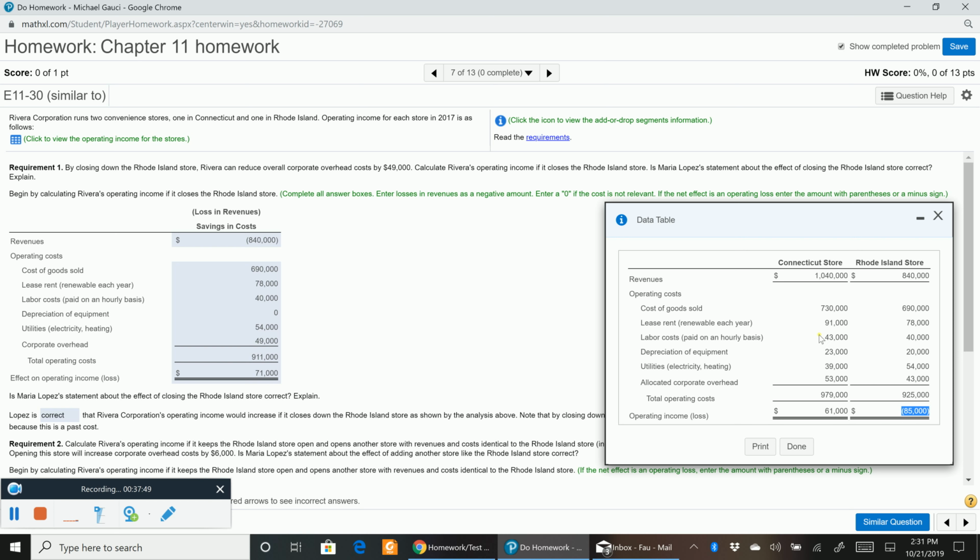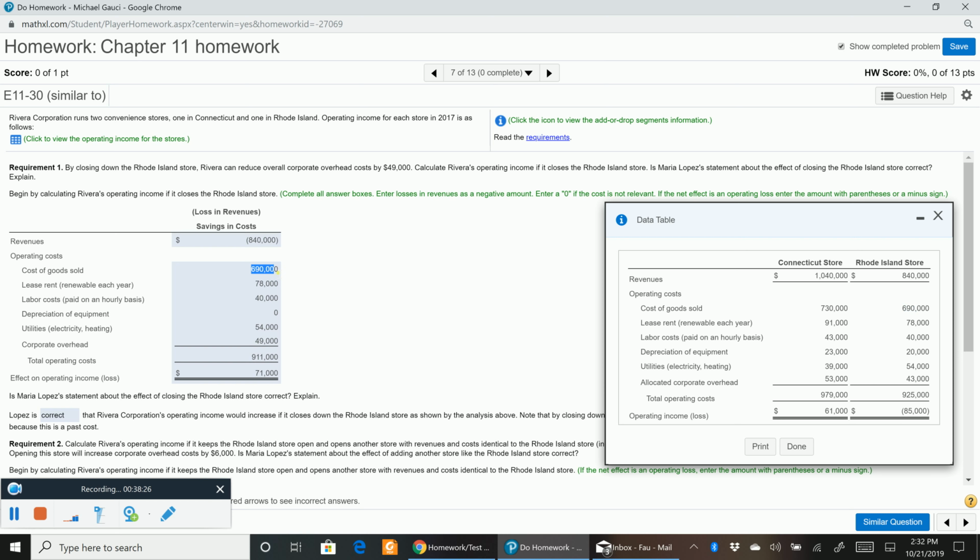You have to think more than just looking at the data, because some of these costs may not be relevant to the decision. Remember, we have to only analyze the relevant revenues and costs. I can't say that enough. So if we closed, and this is what we're doing here on the left-hand side, if we closed the Rhode Island store, would we lose revenues of $840? We would. So lost revenues, we're going to say negative $840. Would we lose the cost of goods sold of $690? We would.